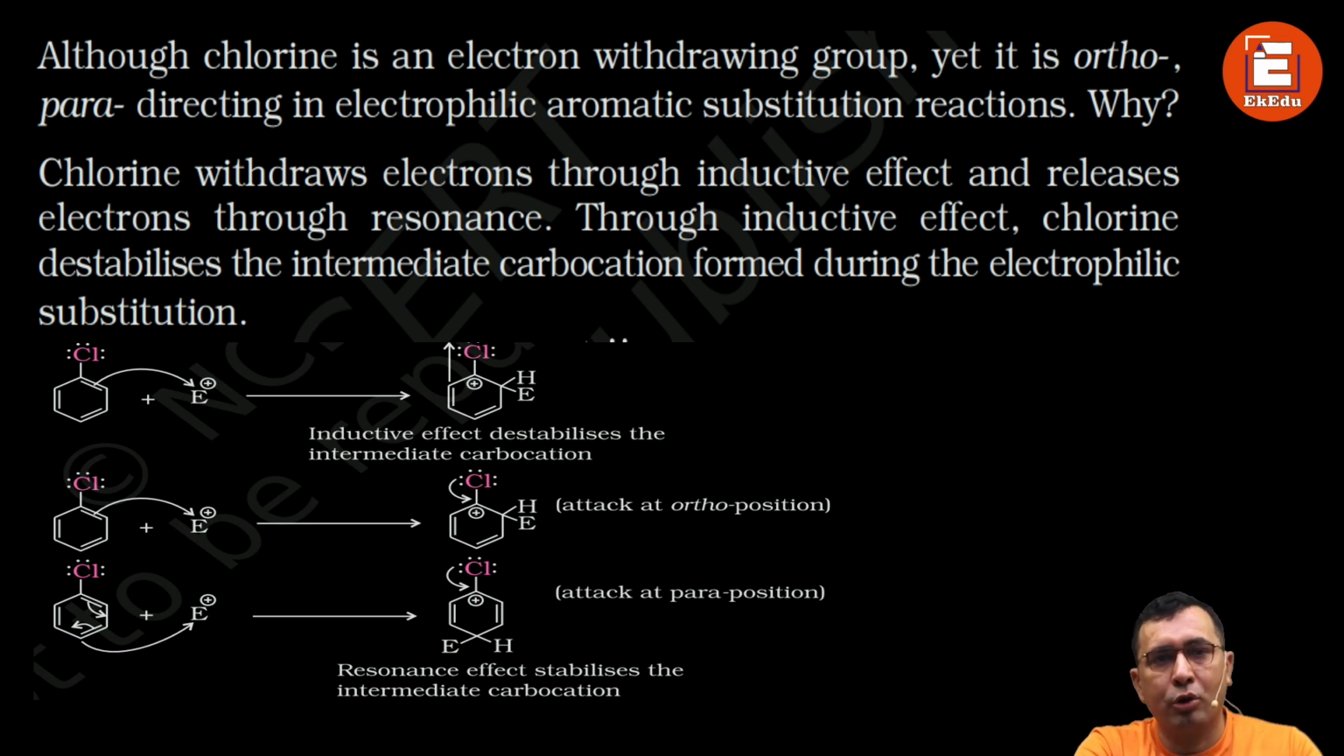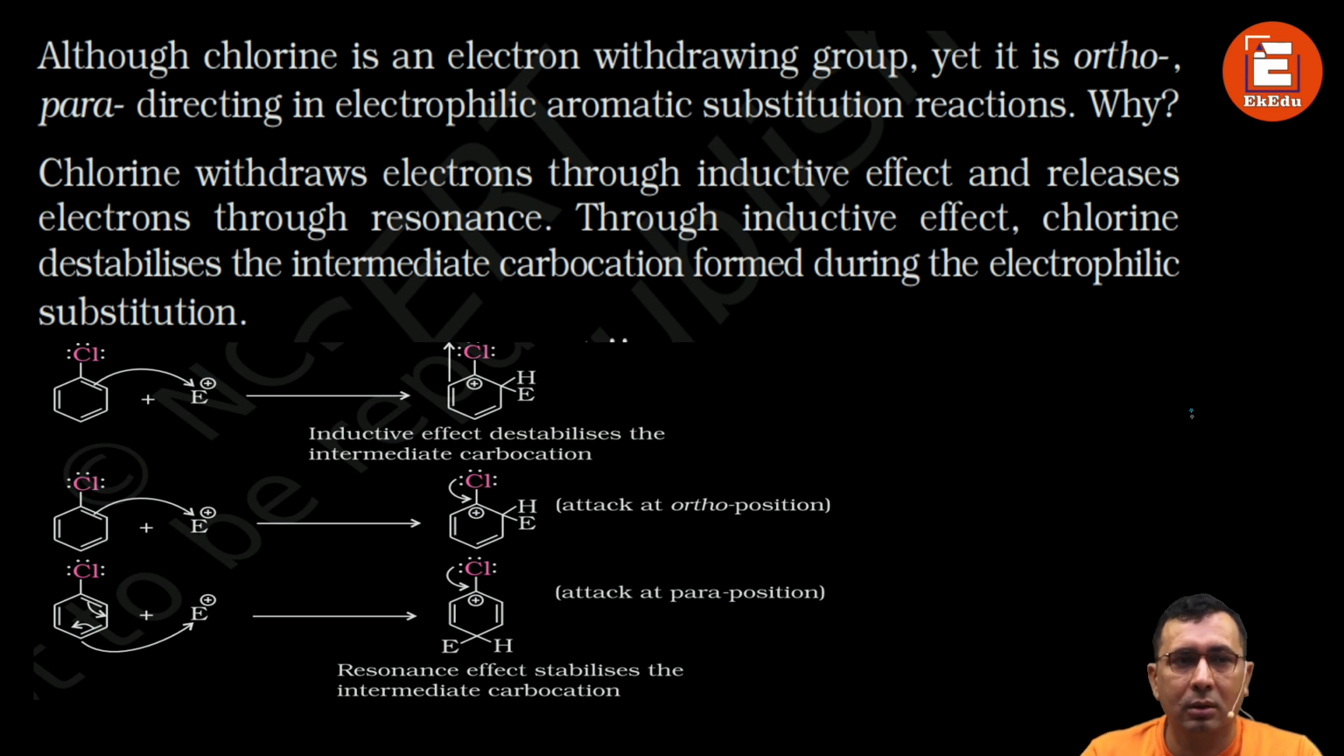Although chlorine is an electron withdrawing group, it's a very interesting question for you to understand what happens when the chlorine atom is attached to the benzene ring. The question is, although chlorine is an electron withdrawing group, yet it is ortho-para directing in electrophilic substitution reactions. Why? Now, think. Chlorine withdraws electrons through the inductive effect and releases electrons through resonance. Hence, by the inductive effect, chlorine destabilizes the intermediate carbocation formed during the electrophilic substitution reaction. You can see in the reaction.